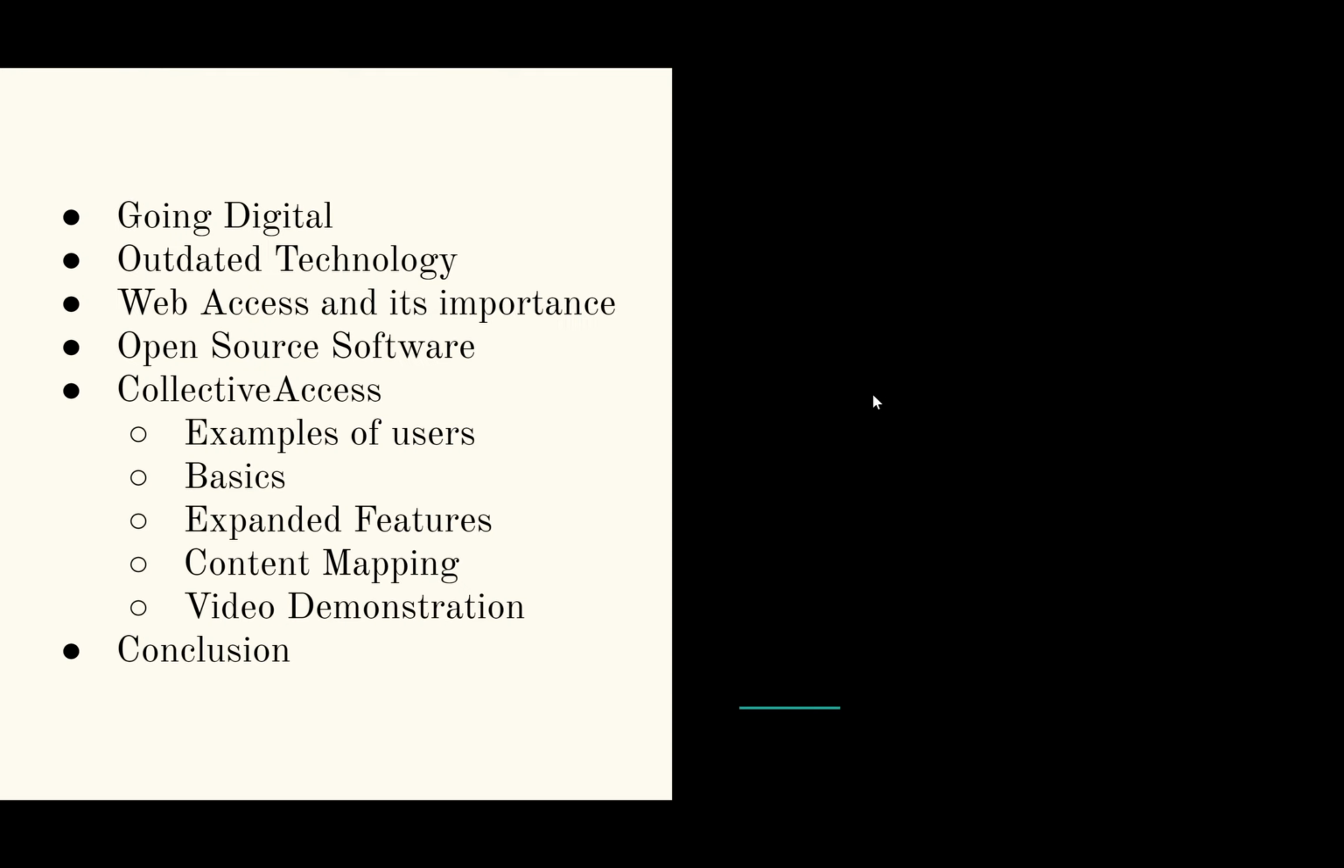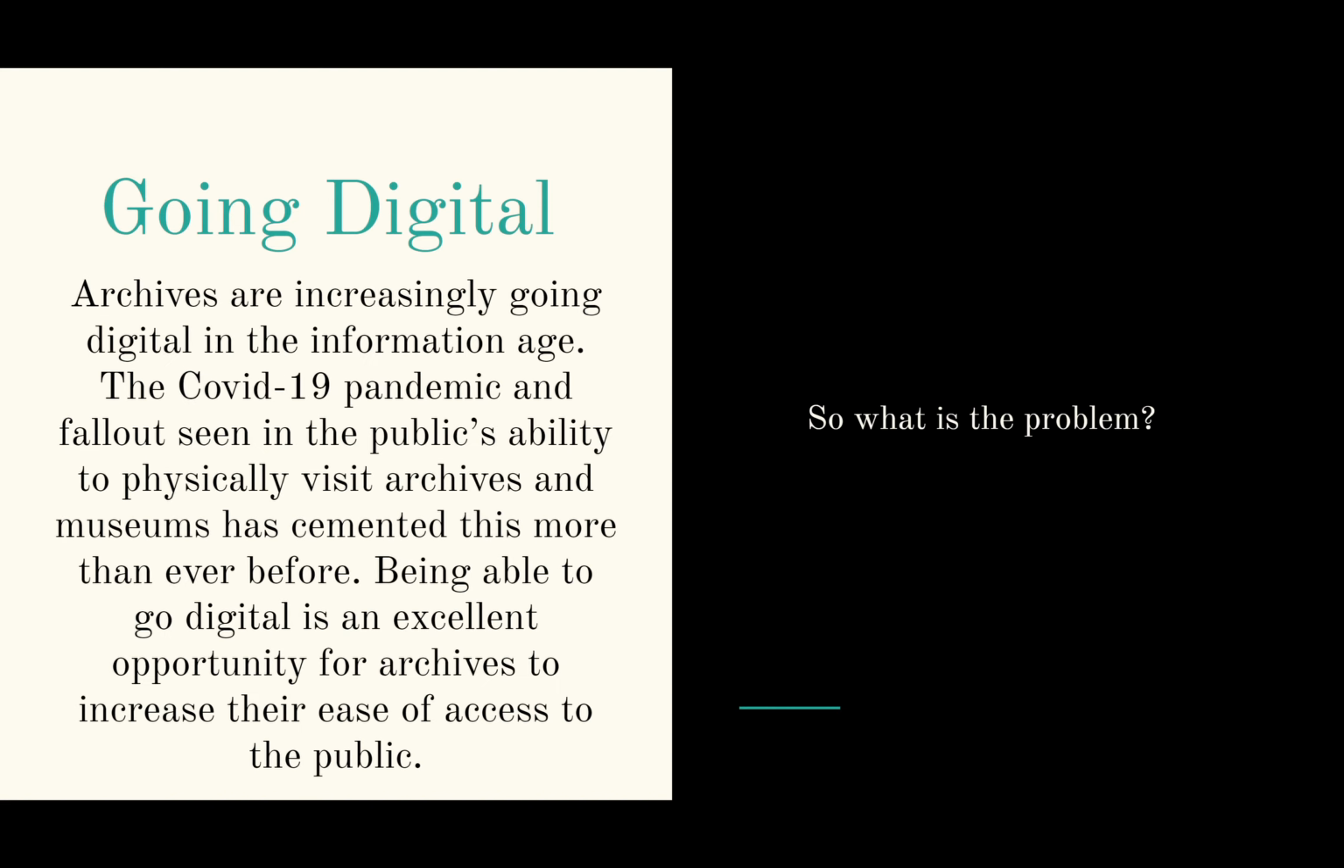I'm going to be going over going digital and why, using outdated technology, web access and why that's important, open source software and why that's important, and then the app itself, which is CollectiveAccess. We've got an example of a couple of users, the basics of it, expanded features, content mapping, a couple of video demonstrations for you, and then the conclusions we can reach from that.